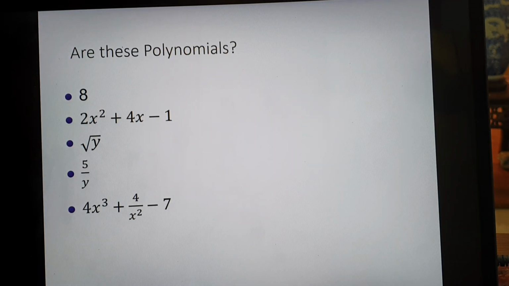Now, you just take a minute, you can pause the video to ask yourself whether these are polynomials. Okay, the answers will be reviewed in the next slide.